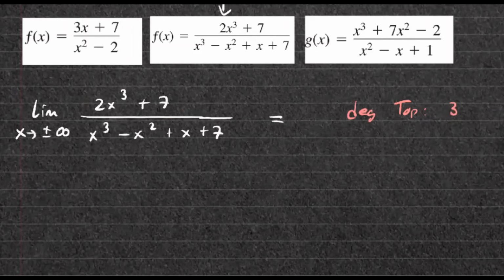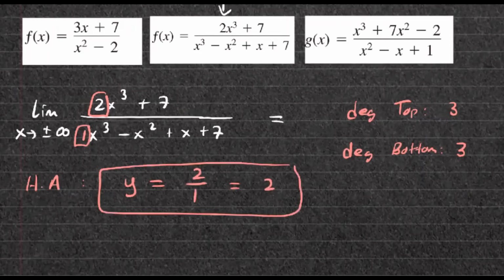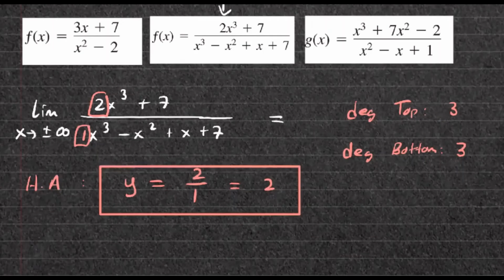And then the degree for the bottom polynomial, it's going to be this one. That's the highest power. So that's also 3, which means the horizontal asymptote for this one is going to be y equals their coefficients. So this is the coefficient of that term. And for x cubed on the bottom, the coefficient is 1. So it's their ratio, 2 over 1. So the horizontal asymptote is y equals 2. But we want to show that work by simply applying calculus.